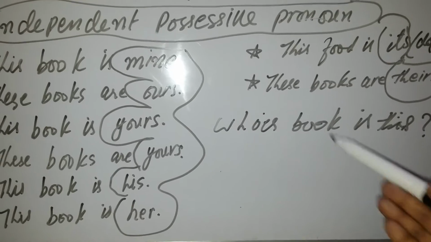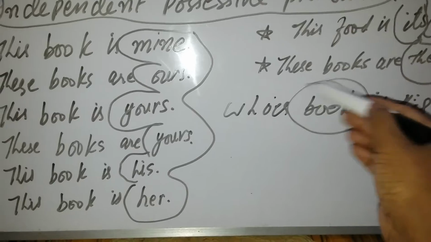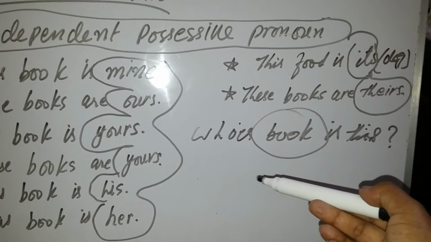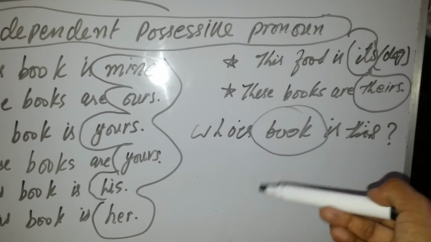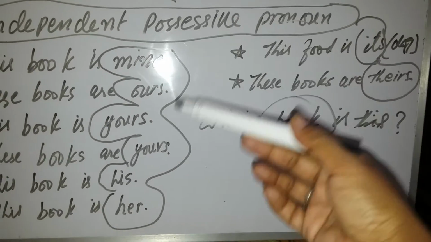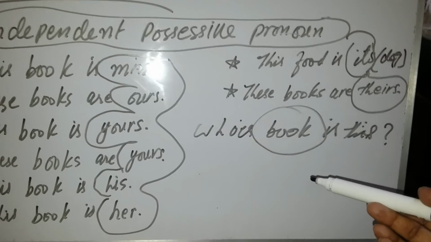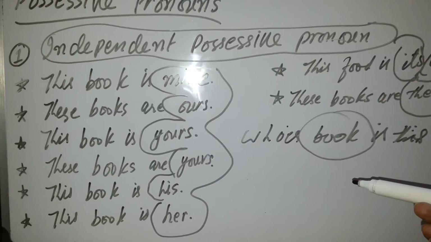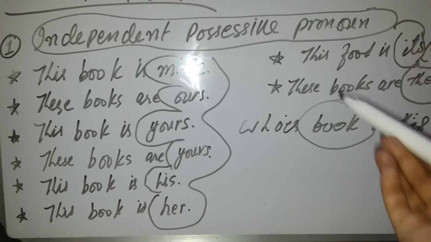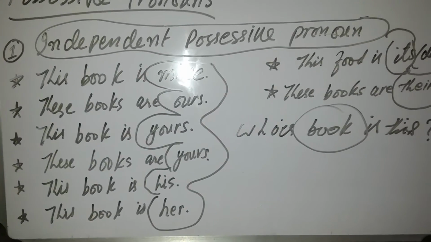Whose book is this? There is no need to use the noun book once again. This book is mine. This book is yours. This is also correct, but you can use these pronouns without the noun, and your answer will be complete. Whose book is this? This is mine. This is yours. So independent possessive pronouns don't need any noun to be written after them. That's why they are called independent possessive pronouns.